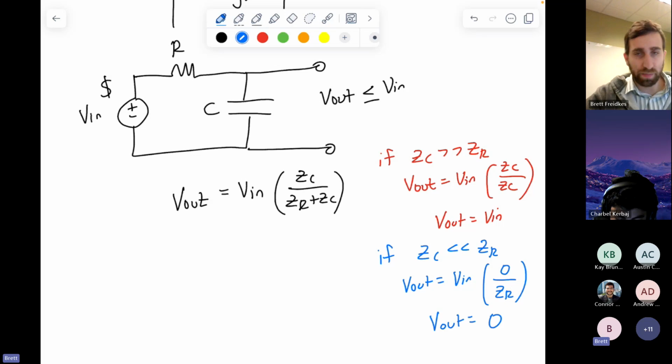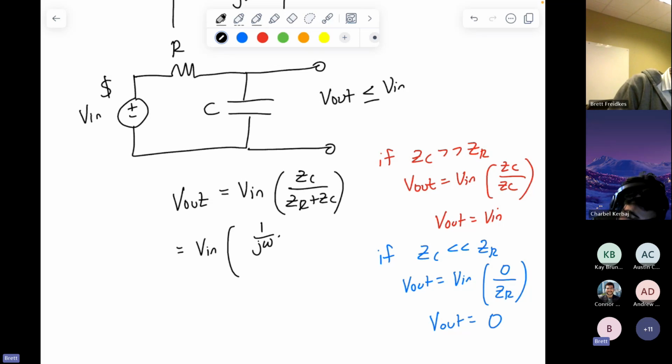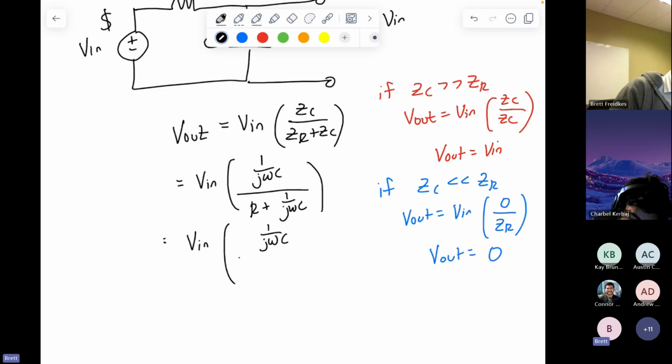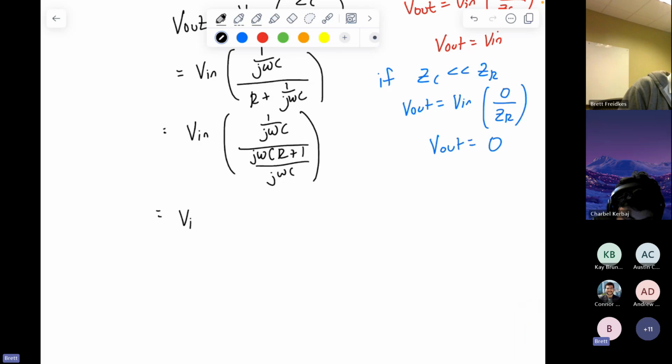And again, we can plug in 1 over j omega C, just to simplify it. 1 over j omega C over R plus 1 over j omega C. That's just plugging in the impedance values. If you find a common denominator, for the denominator we multiply the R by j omega C over j omega C, so we can add these together. So this would be j omega C R plus 1 over j omega C. And now we see that the j omega C's in the denominators cancel. We have 1 over 1 plus j omega RC.